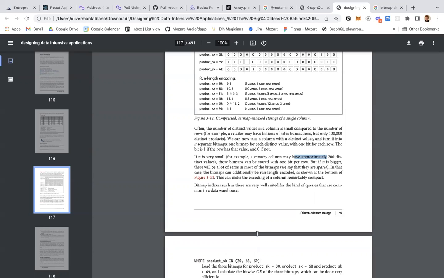Depending on the data in the column, different compression techniques can be used. One technique that is particularly effective in data warehouses is bitmap encoding. Often the number of distinct values in a column is small compared to the number of rows. We can now take a column with n distinct values and turn it into n separate bitmaps, one bitmap for each distinct value, with one bit for each row. The bit is one if a row has that value and zero if not.